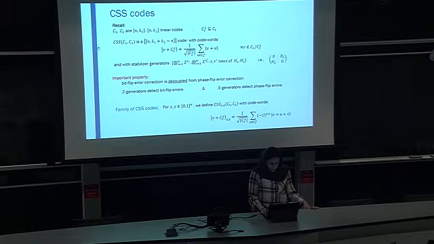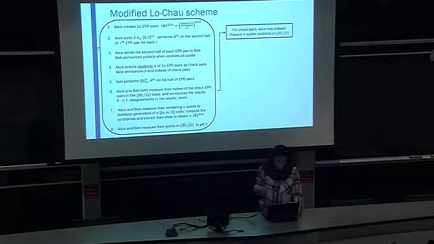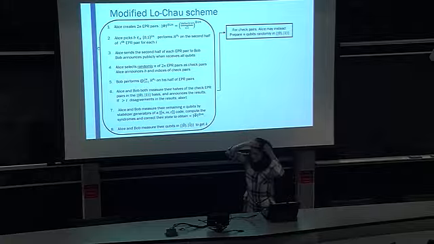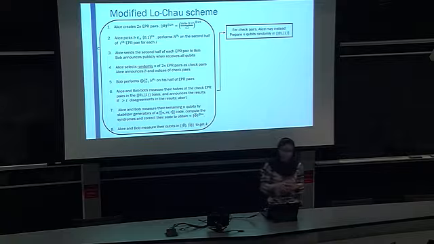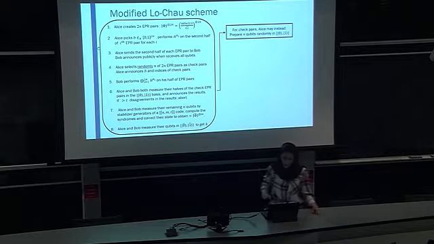So now using CSS codes, we can see how to reduce the Lo-Chau scheme more. First thing to see is that Alice performs measurements on her qubits in steps 6 and 7, and in both of these steps, these measurements do not depend on what Bob has done before. So she can just do these measurements in the beginning of the protocol.